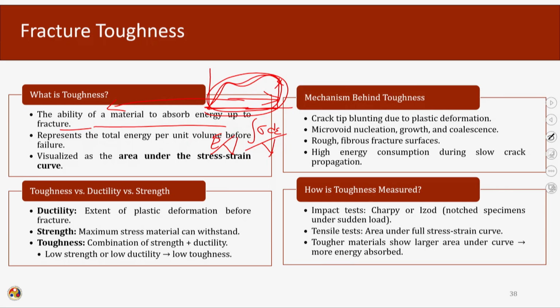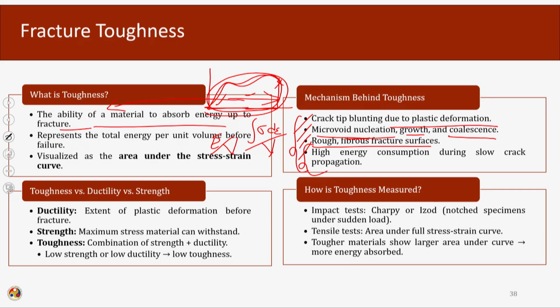What are the mechanisms behind toughness? There is plastic deformation. The mechanism, from elastic to plastic, also includes the microvoid nucleation, growth process and the coalescence process. There are rough fibrous fracture surfaces, and the energy consumption during slow crack propagation. Depending upon the different type of failure, different energy absorbing mechanisms come into play.